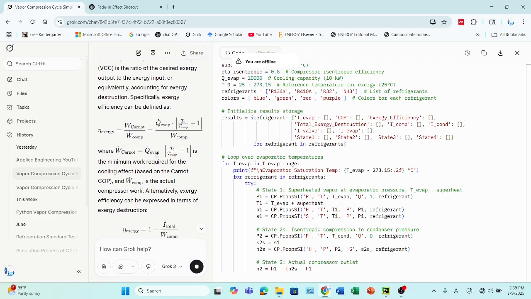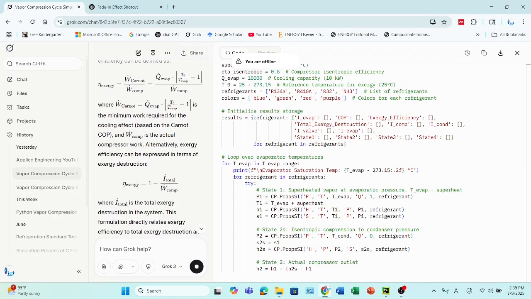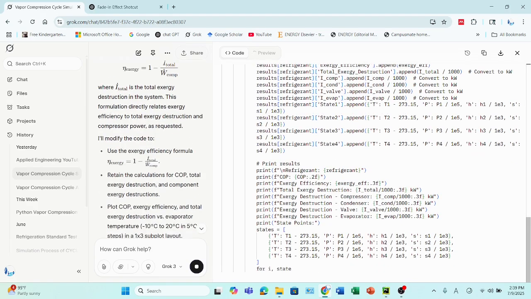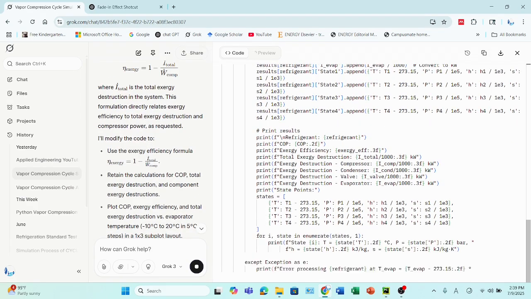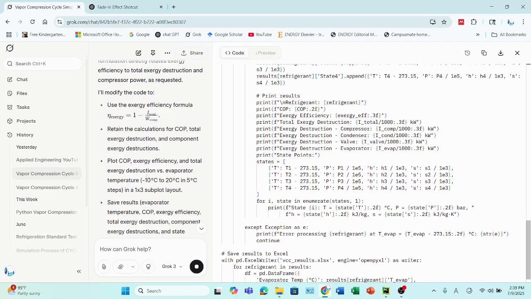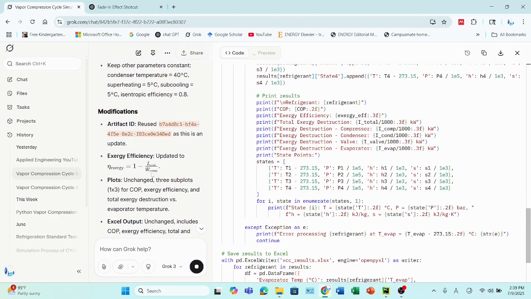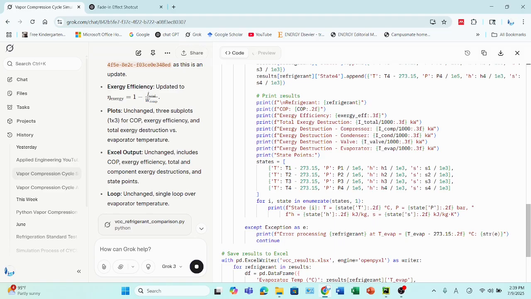value. So now here it has modified it, and this is what I want: 1 minus total exergy destruction divided by the total work. So now it will modify it, and now it will calculate exergy efficiency in this way, which is the correct way. And the exergy efficiency is changed.